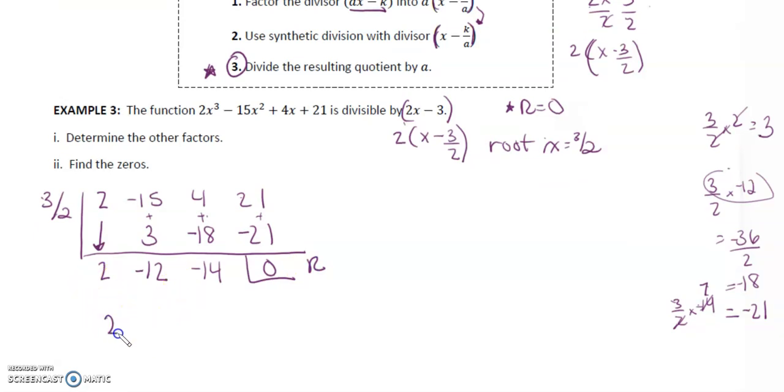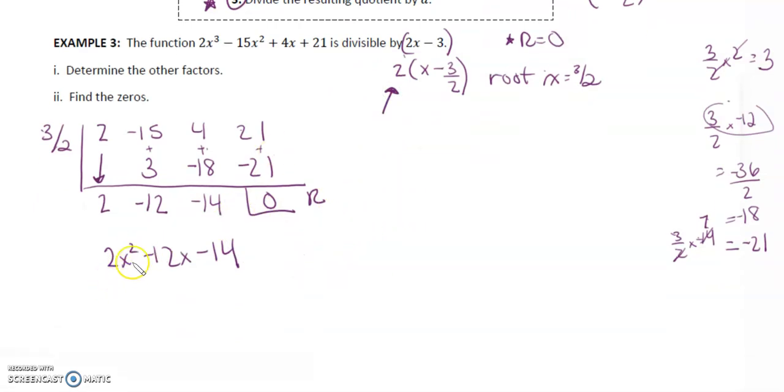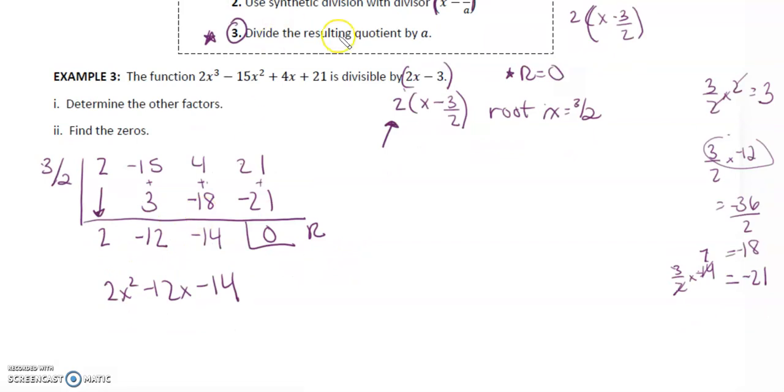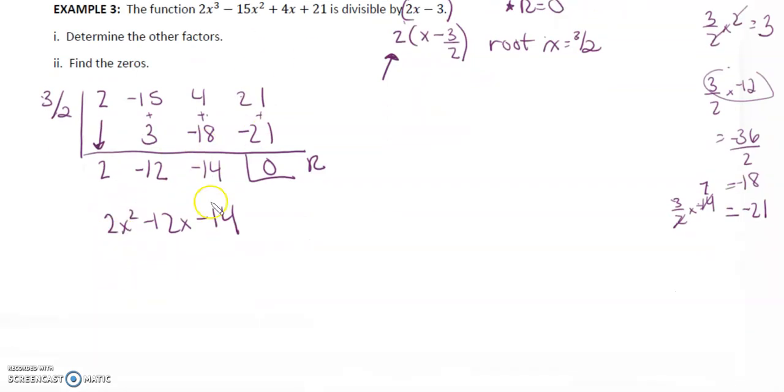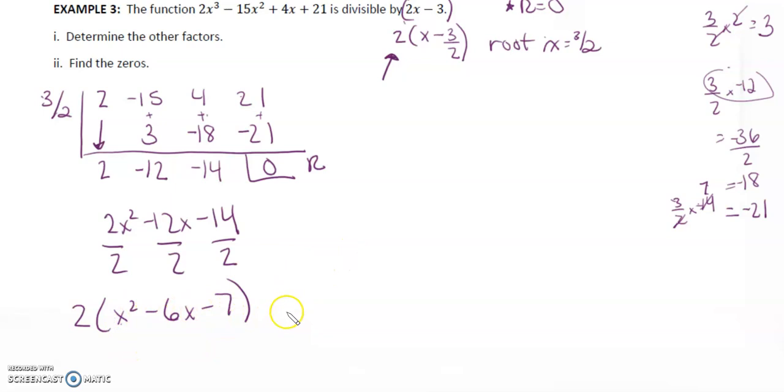So we have 2x squared minus 12x minus 14. But here's the thing. See this 2 here? We'd factored it out. So step 3, divide the resulting quotient by a. If we actually look at this, we can divide by 2, because it's a common factor. So now we're at x squared minus 6x minus 7.